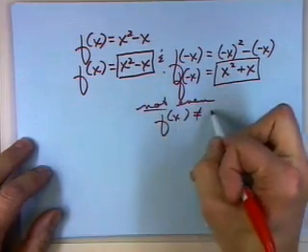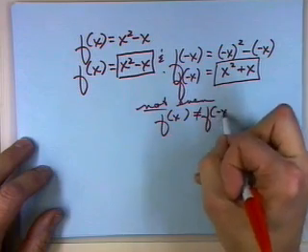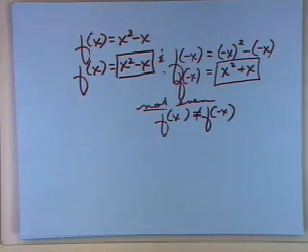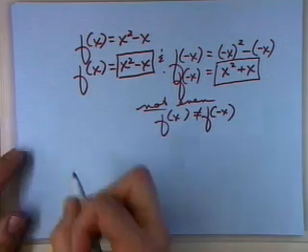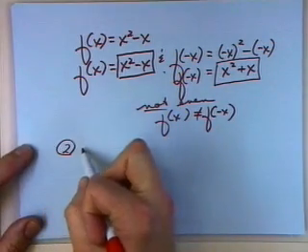Now, if we had just had x squared or x to the fourth or something like that, we'd be in business, right? Because it doesn't matter whether you put in a positive or a negative, it's the same output. But the problem is we've got minus x, and that keeps this from being an even function. Okay? Second part to this.